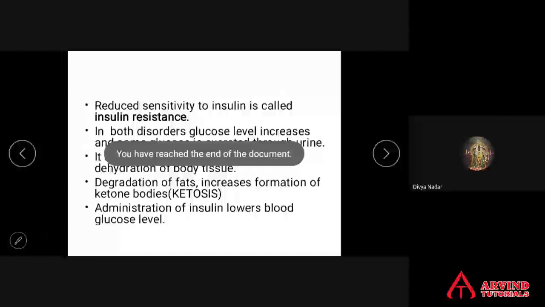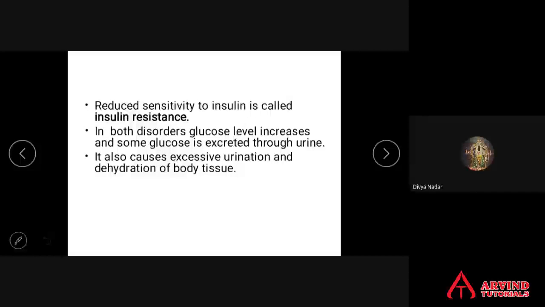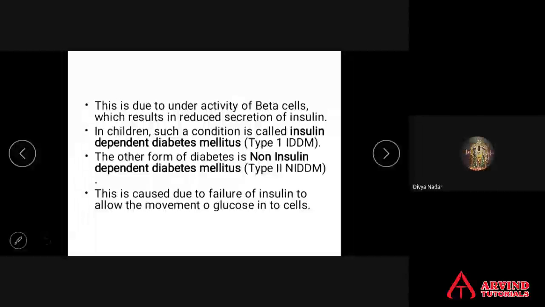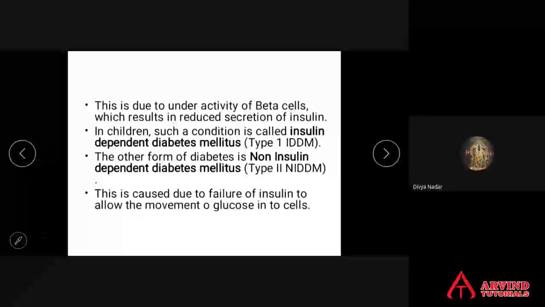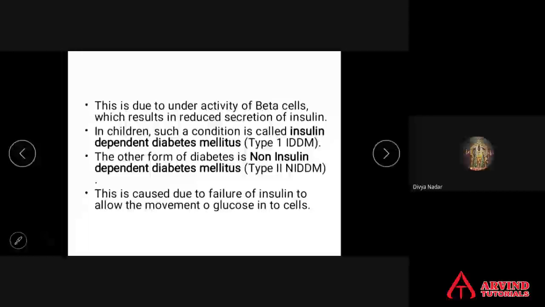Okay, these are the parts which you have to remember in the pancreas. Pancreas is a dual gland. Pancreas is exocrine and endocrine in function. The exocrine part is called acini, while the endocrine part of pancreas is called islets of Langerhans. Islets of Langerhans has four types of cells, of which the first type are called alpha cells. Alpha cells secrete a hormone called glucagon.